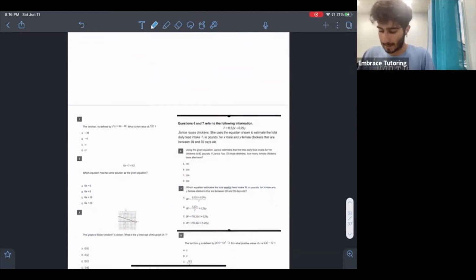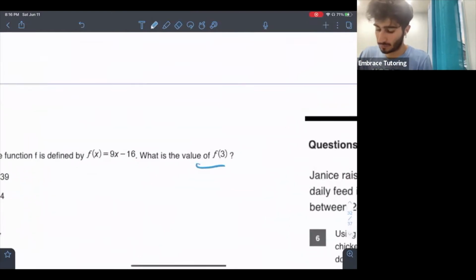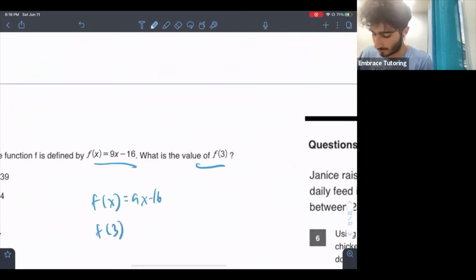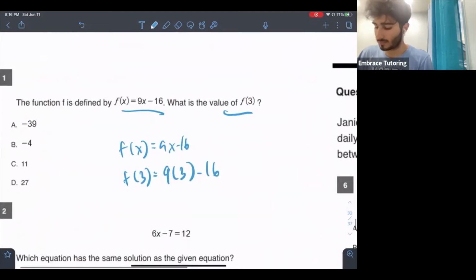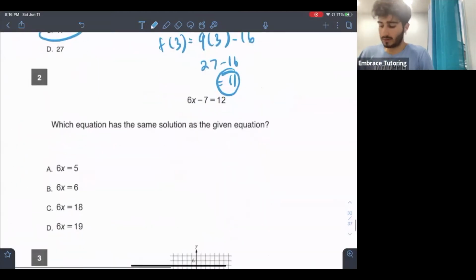Let's get started. The first question says the function f is defined by f of x is equal to 9x minus 16. What is the value of f of 3? So what we would do here is substitute 3 for x in the function. So f of x is 9x minus 16. That would mean that f of 3 is equal to 9 times 3 minus 16. So that means it's equal to 27 minus 16, which is equal to 11. That's choice C. That's how you do question 1.